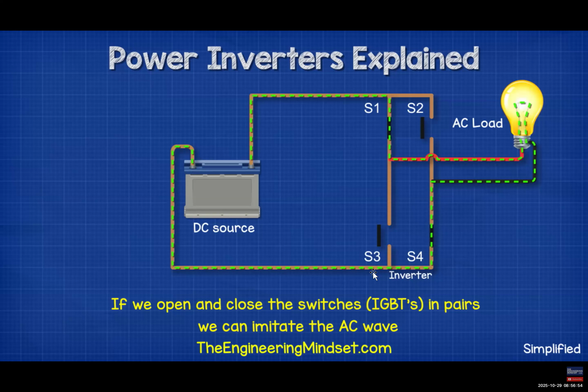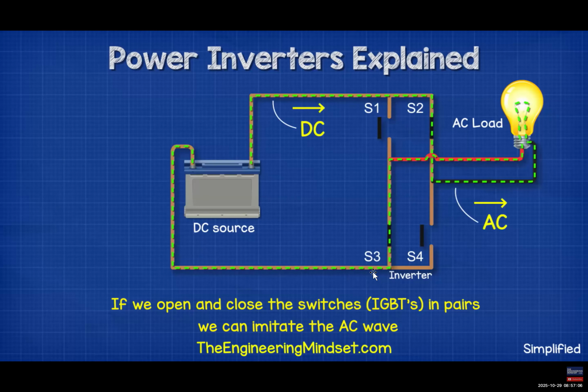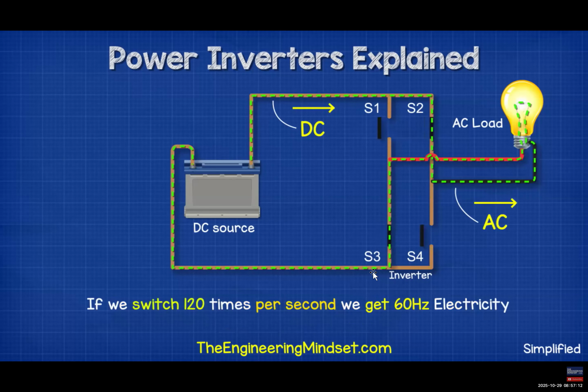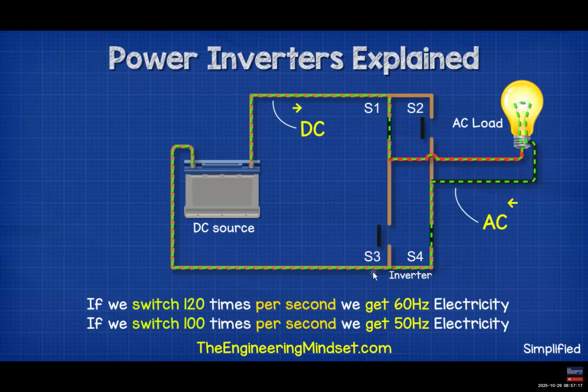So if we were to close switches 1 and 4, then the current flows in one direction. And if we then open these and close switches 2 and 3, we get current flowing in the other direction. So we can use the controller to automatically do this again and again and again. If we did that 120 times per second, then we would get 60 Hz electricity. And if we did that 100 times per second, then we would get 50 Hz electricity.